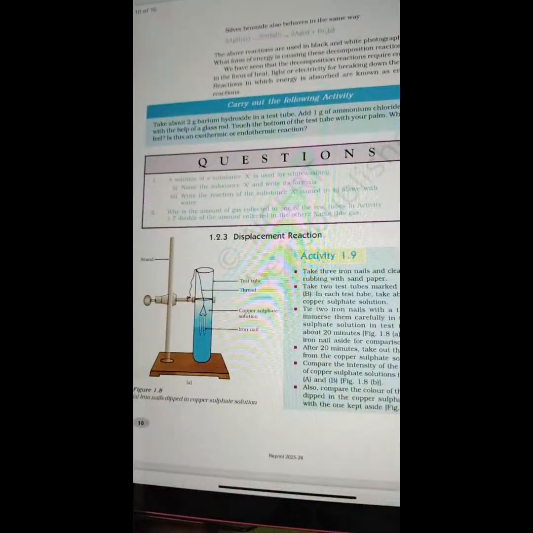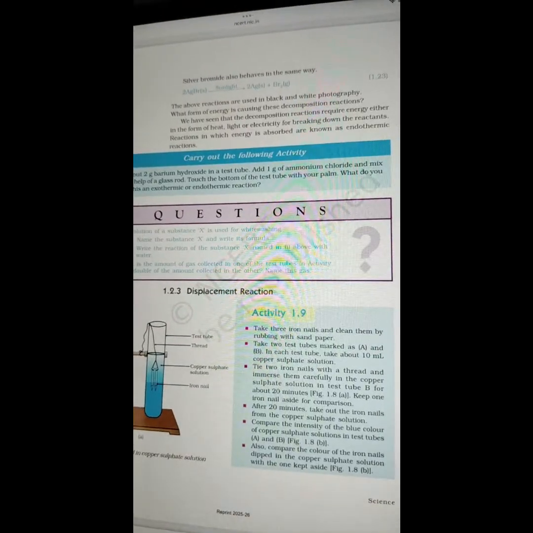Flipping to the next page. I hope it is clear.